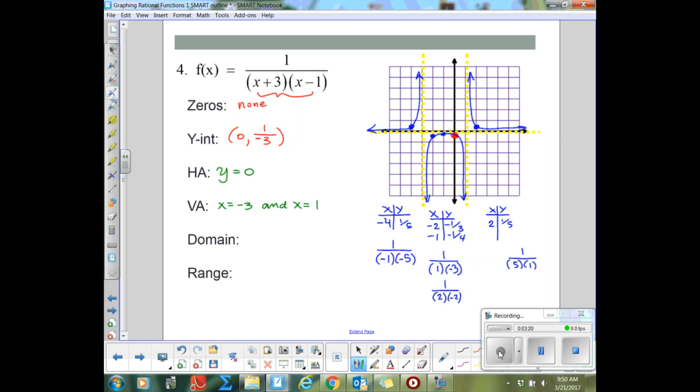The domain is affected by two vertical asymptotes. And the range is affected by one horizontal asymptote. The middle section of a graph like this can turn out differently. So all graphs with two vertical asymptotes do not look like this one. Pay attention as you're doing the practice questions.